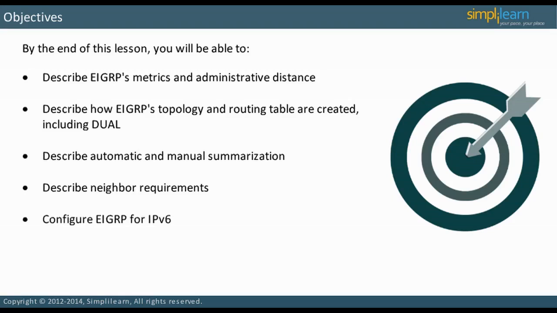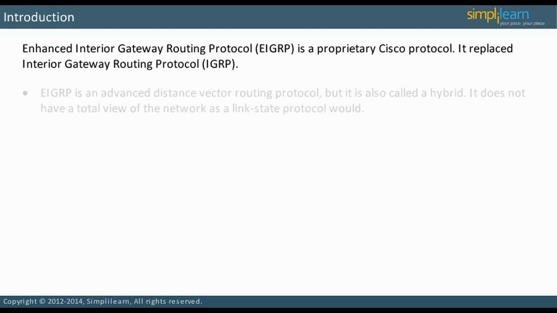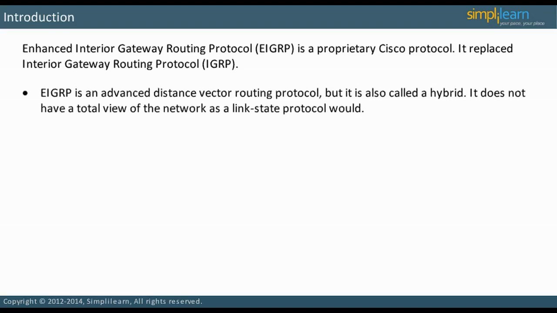Let us discuss EIGRP in the next slide. Enhanced Interior Gateway Routing Protocol, EIGRP, is a proprietary Cisco protocol. It replaced Interior Gateway Routing Protocol, IGRP. EIGRP is an advanced distance vector routing protocol, but it is also called a hybrid. It does not have a total view of the network as a link state protocol would.